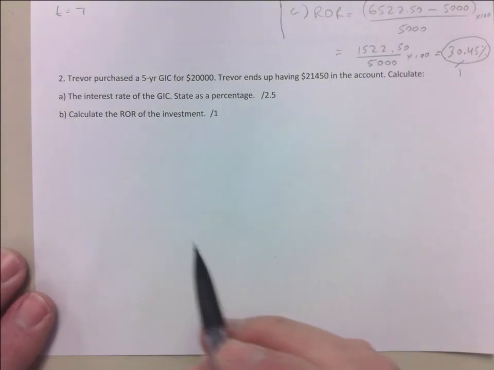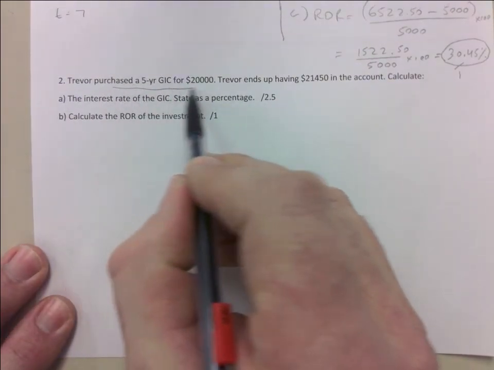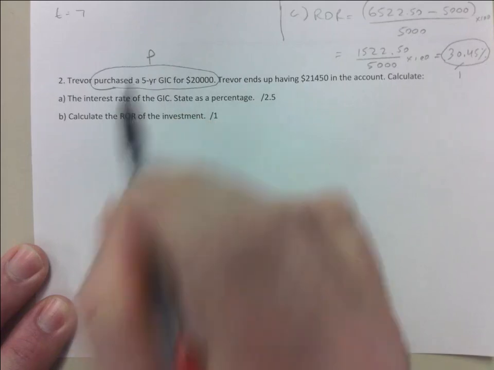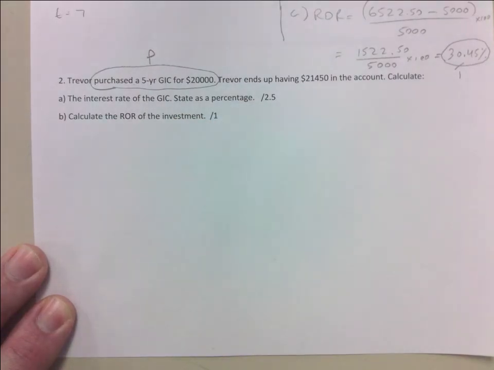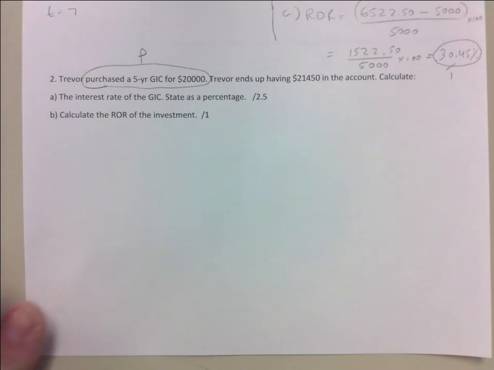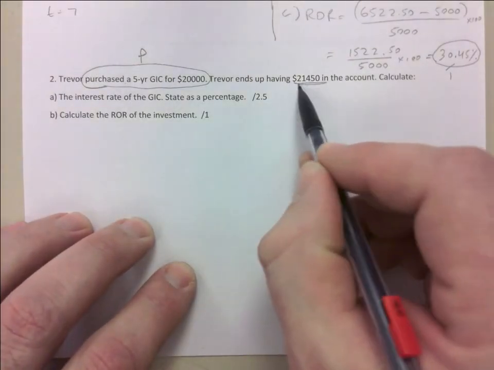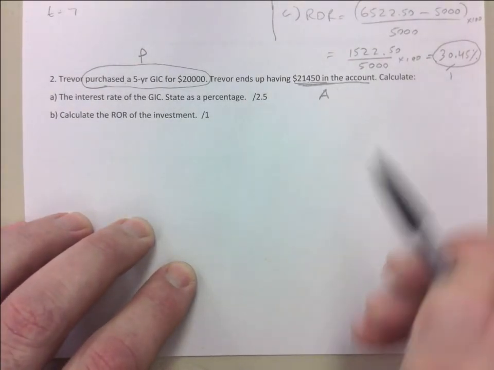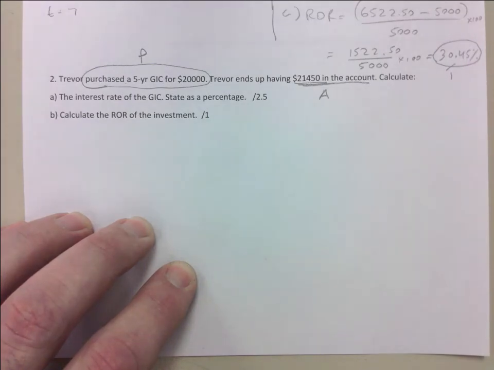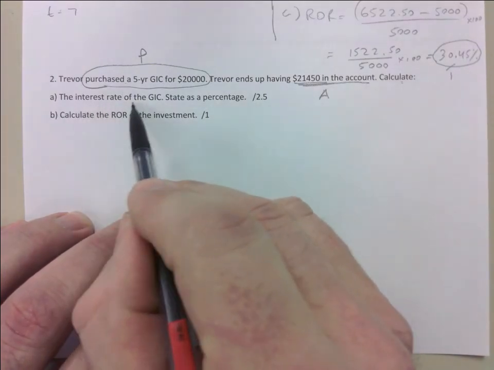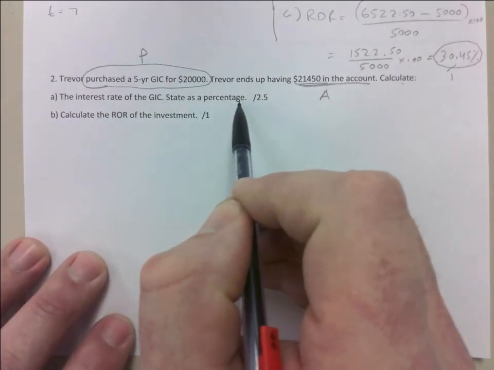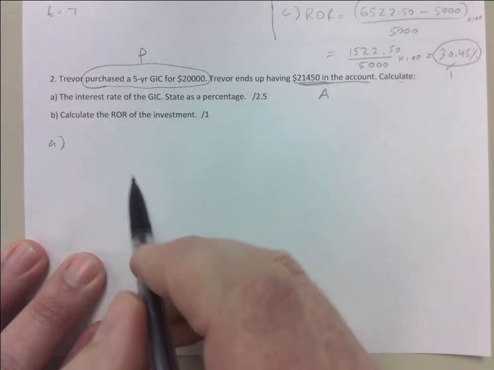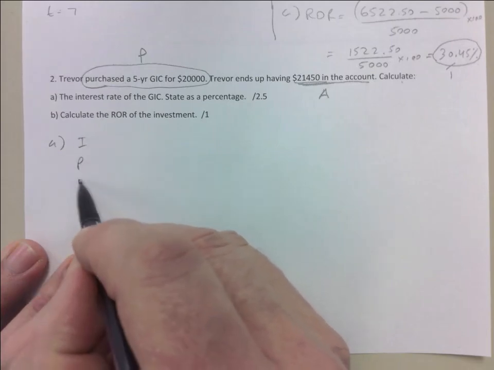Trevor purchased a 5-year GIC. This right here, you should know right away that's principal, okay? You purchased it, you're saying, here's my 5-year GIC, and it's $20,000. You end up having this much in the account. That is A. That's your future value. Calculate the interest rate of the GIC stated as a percentage. They want R, right? IPRT.